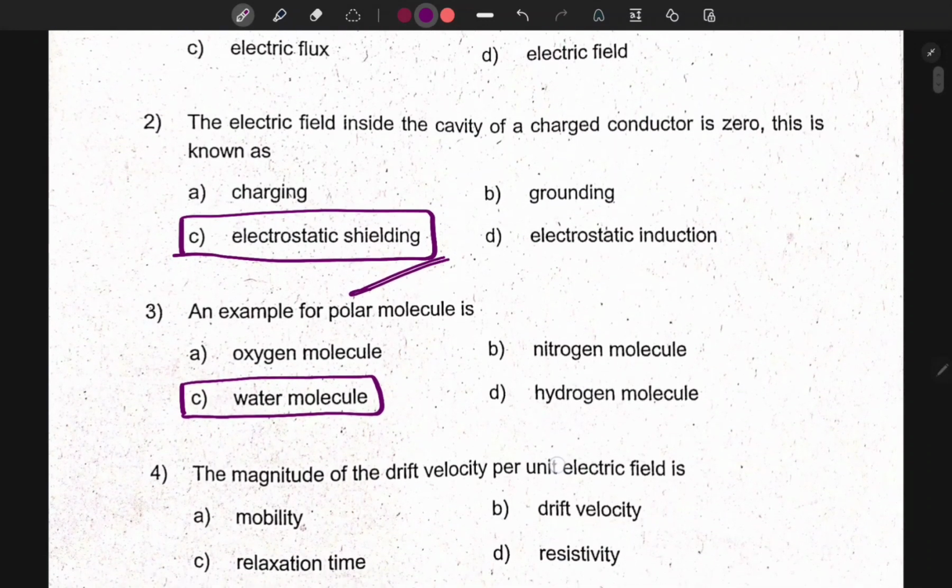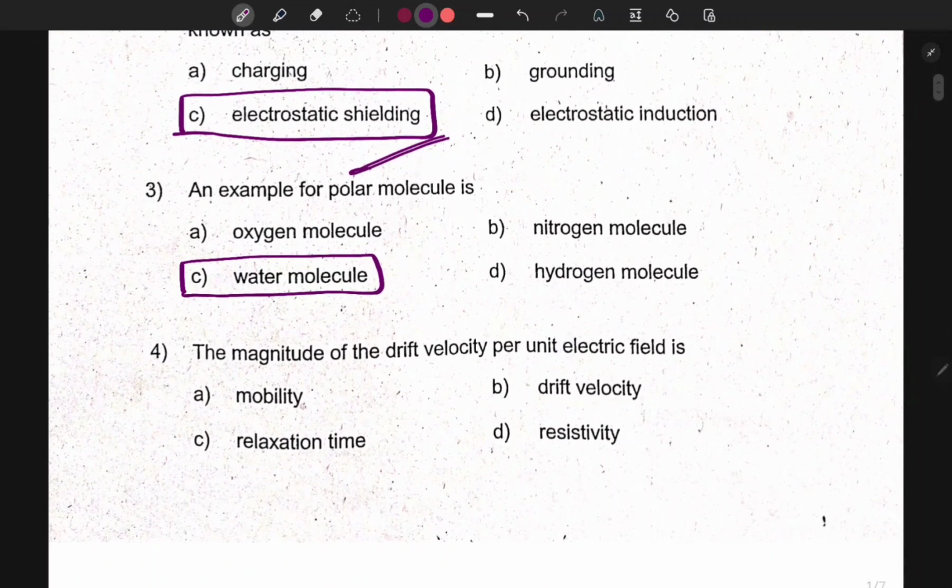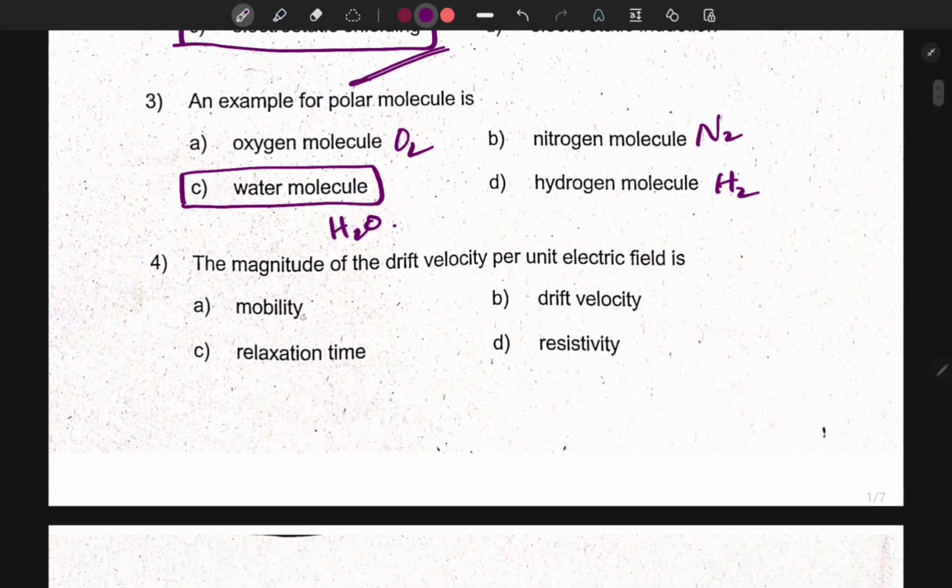Okay, so next, third question, an example for polar molecule is, see here O2 is nonpolar, N2 is nonpolar, and hydrogen H2 is also nonpolar, but H2O is a polar molecule, so water molecule. Then the magnitude of drift velocity per electric field is called what? This is mobility.